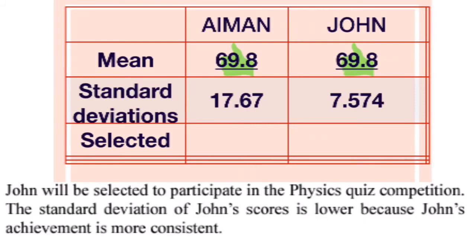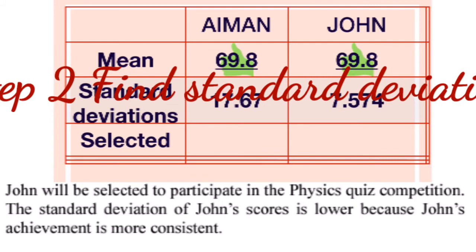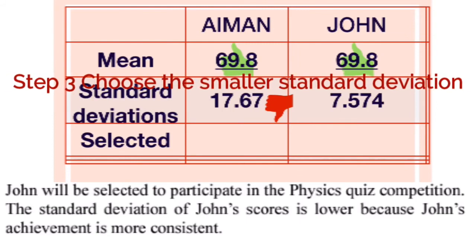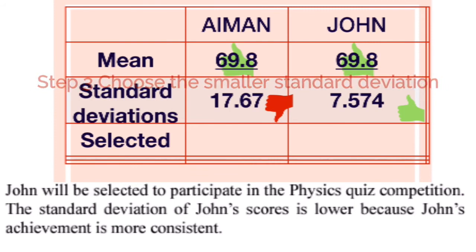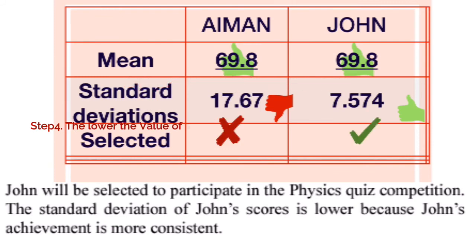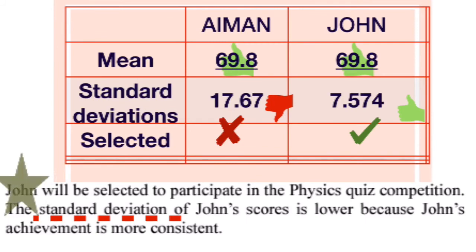For Aiman and John, the means are the same. They are equally good. Standard deviation for Aiman is 17.67. For John it is 7.574. So who will be selected? Of course, we will choose the smaller value of standard deviation, which is John. So John will be selected to participate in the physics quiz competition. The standard deviation of John's score is lower because John's achievement is more consistent. Alright?